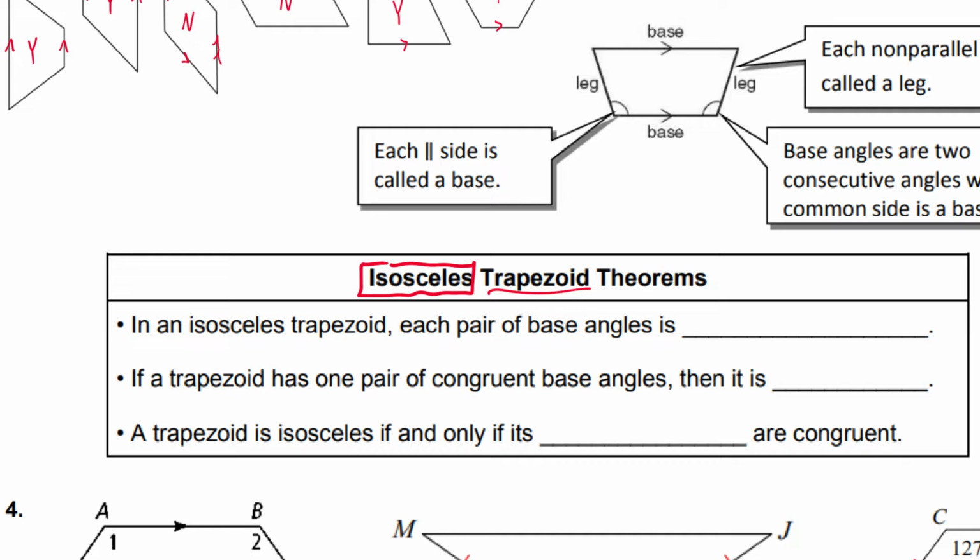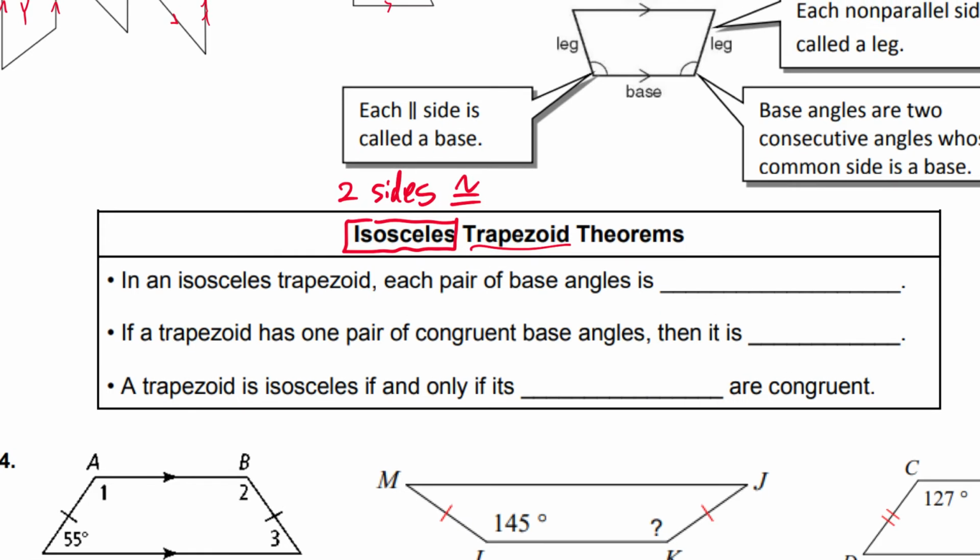So this is just like an isosceles triangle. What does it mean to be an isosceles triangle? Two sides of the same. Okay, good. Two sides are the same or congruent. Isosceles triangle means two sides are the same. Isosceles trapezoid means two sides are the same.